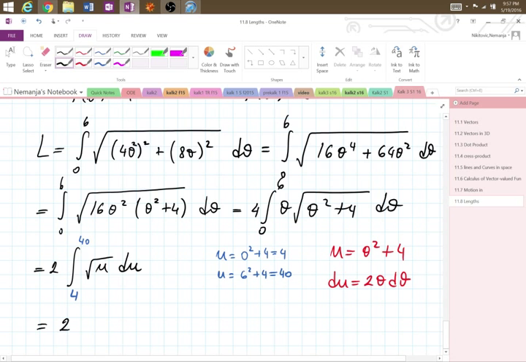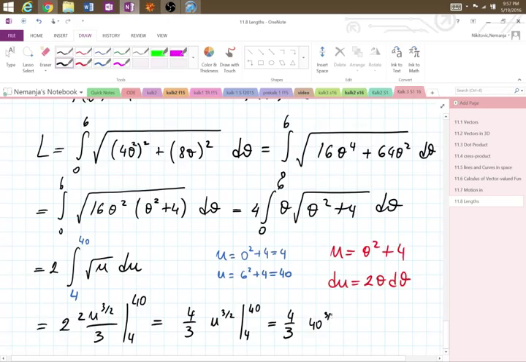2 times the integral, so u to the 3 halves divided by 3 halves, from 4 to 40. And that's going to be 4/3 u to the 3 halves from 4 to 40, which is 4/3 times (40 to the 3 halves minus 4 to the 3 halves), and that's going to be some decimals afterwards. So that's it. That's the length of the curve.